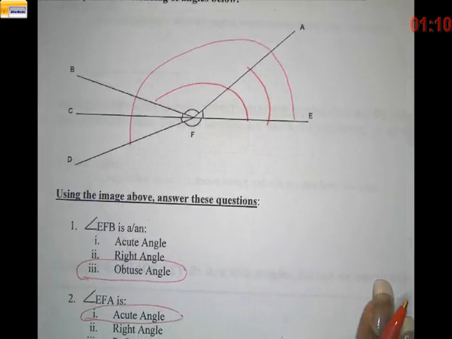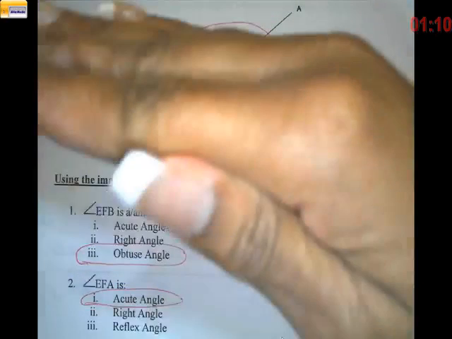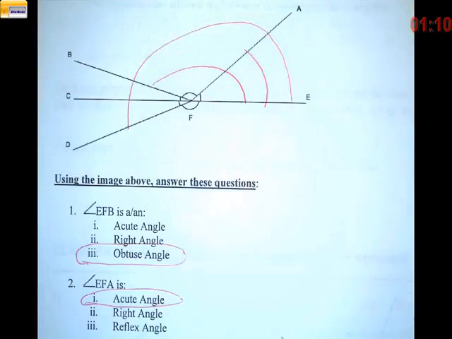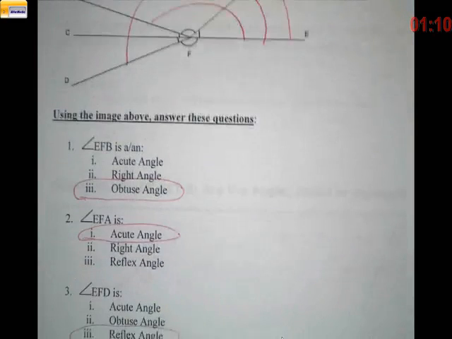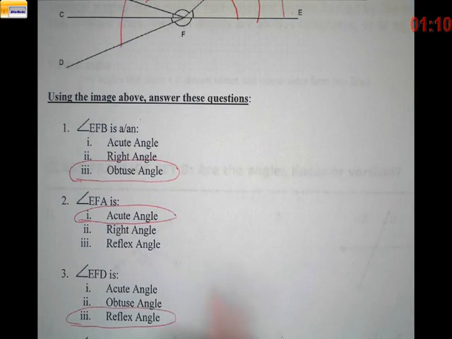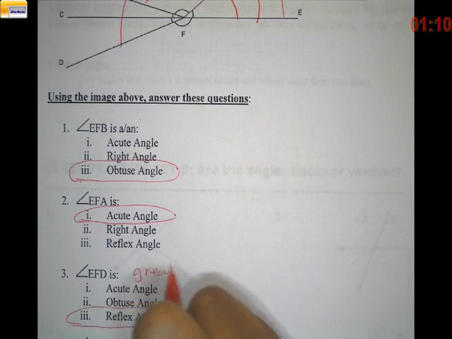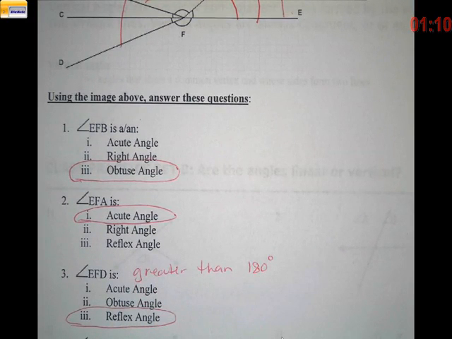That's more than 180, isn't it? What kind of angle is that, you guys? What kind of angle? Watch me. Reflex. It's reflex. It's bigger than 180. It's a reflex angle. Okay, and then the next angle is CFA.